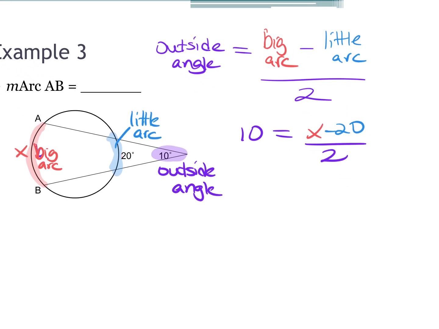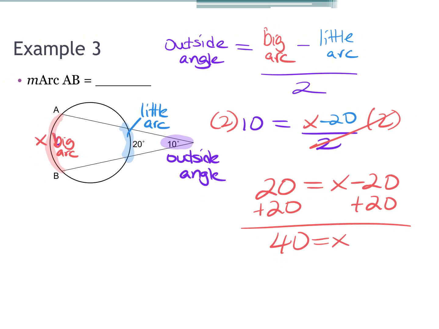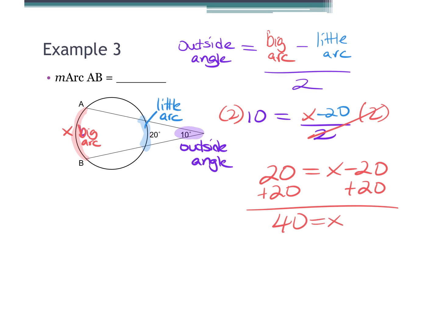So again, I need to solve for X. I need to get rid of the fraction, so I'm going to multiply both sides by 2. Now I'm left with 2 times 10, which is 20, is equal to X minus 20. Isolate X by adding 20, and 40 is equal to X. Remember, X was my big arc, which was arc AB, which is what they had asked me to find. So arc AB will be 40 degrees.